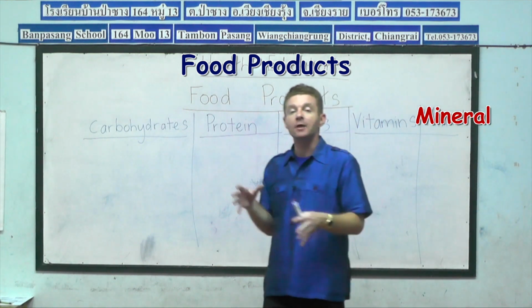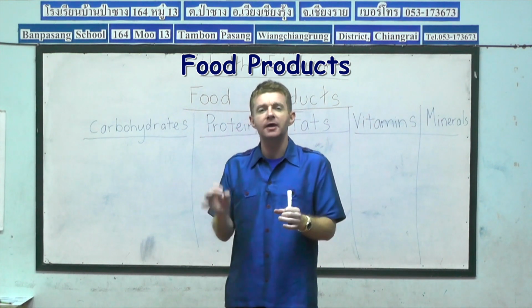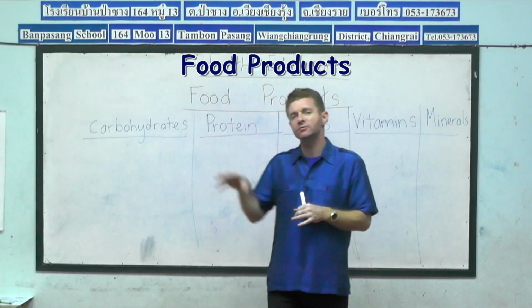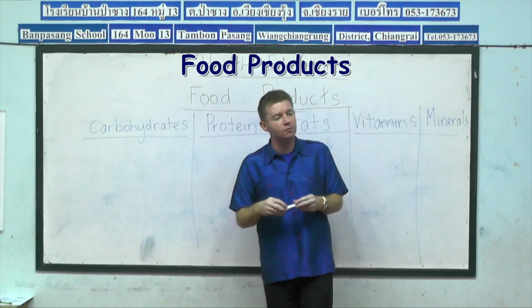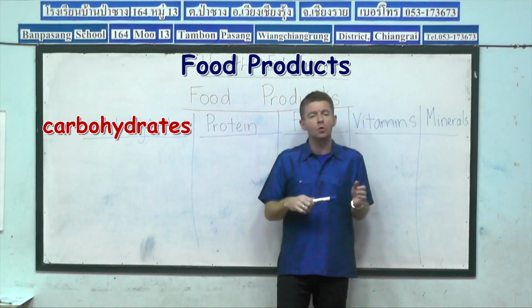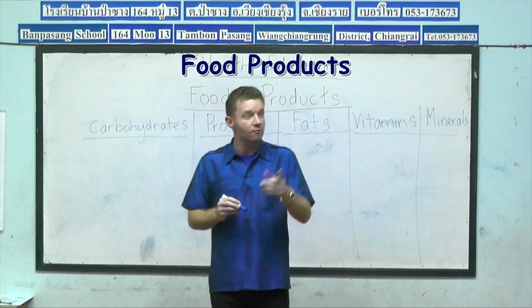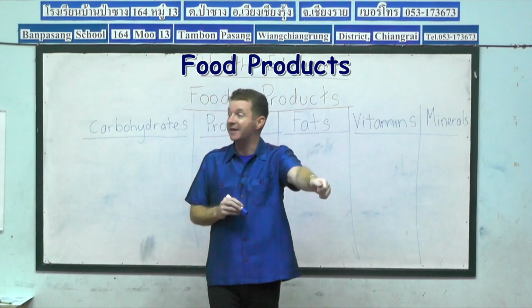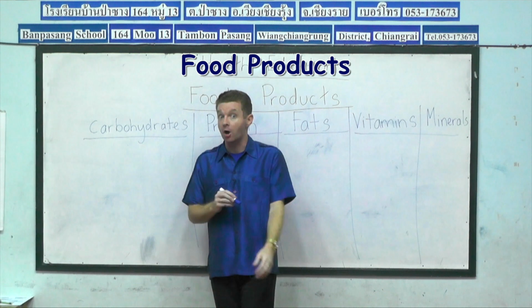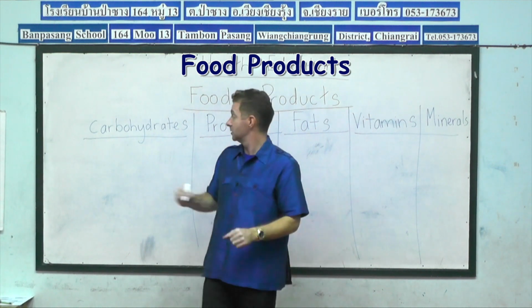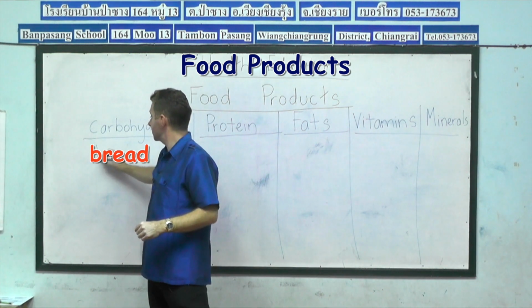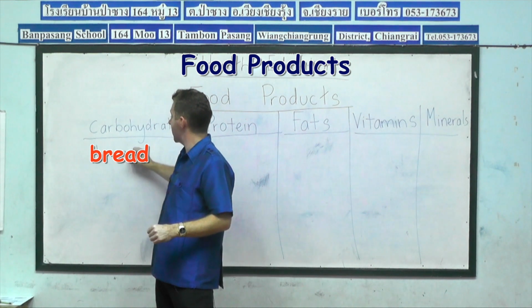So now what I want my students to try and remember is what are some of the foods that constitute the different food products. For example, who can tell me some examples of carbohydrates, guys? Bread. Excellent. Bread is a very good example of carbohydrates. And bread is spelled B-R-E-A-D.